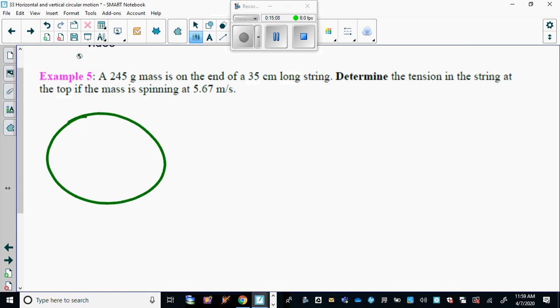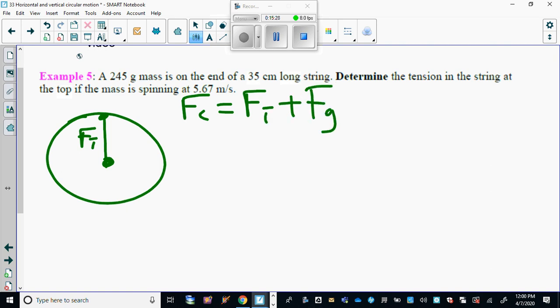So this time we're talking about tension, the tension in the string. Determine the tension in the string at the top of the mass if it's spinning at that velocity. This is exactly the same, except that you're just replacing Fn with Ft. So I'm not going to go through all the details. Ft now equals Fg minus Fc.